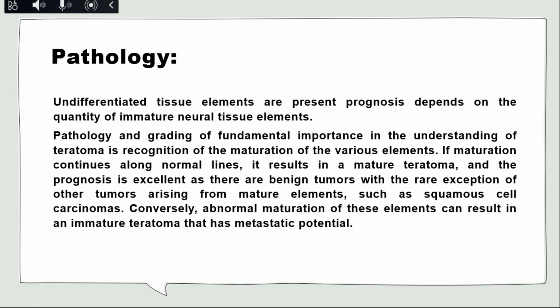Thank you, Dr. Nishat. Okay, so the pathology of the immature teratoma, we can see that it depends upon what type of cell the teratoma has arisen from, and it depends upon whether the development of the tissue is going along the normal line, which results in mature teratoma, that is a benign tumor. But if there is abnormal maturation of these elements, we can say this is the immature teratoma.